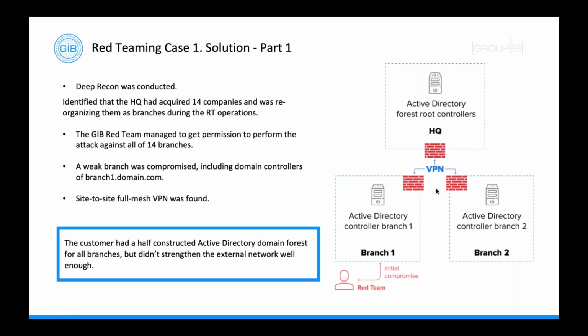With the Group IB red team, they managed to get permission from the client to actually conduct attacks against some of these different branches. Of course, it was part of their organization. And Group IB's red team managed to gain access to the Active Directory of one of the branches. It was one of the initial compromises of a weaker branch, and they were able to identify a site-to-site full mesh VPN.